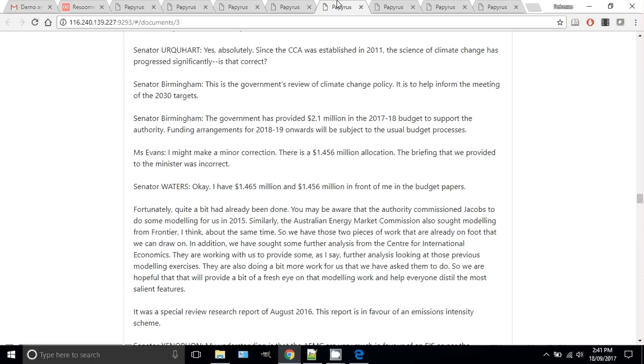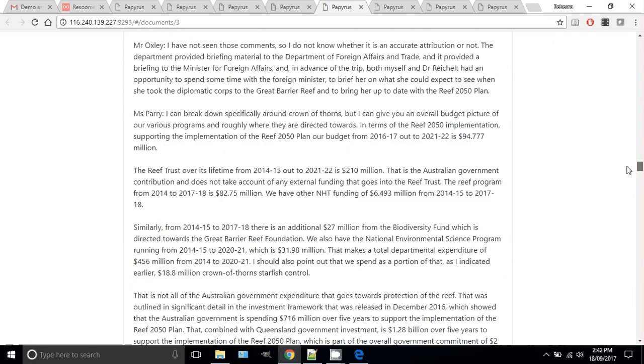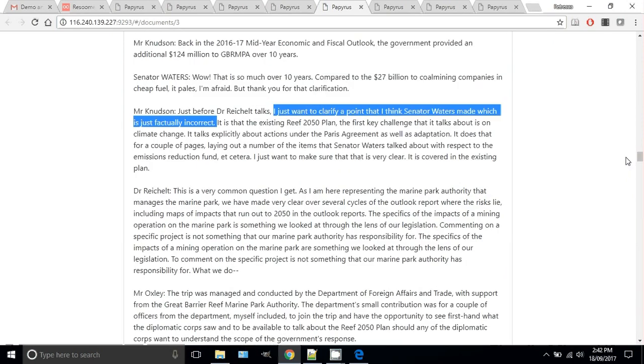Another advantage of Papyrus is it picks up on corrected statements, such as this one, where it says, "I might make a minor correction. There is a 1.456 million allocation. The briefing that we provided to the minister was incorrect." Another example in this summary, further up here, is where somebody just wants to clarify a point, or mention that something's factually incorrect. Sometimes humans make mistakes. We say the incorrect figure, but that's okay. Papyrus will basically be able to do some basic fact-checking for you, which is good.